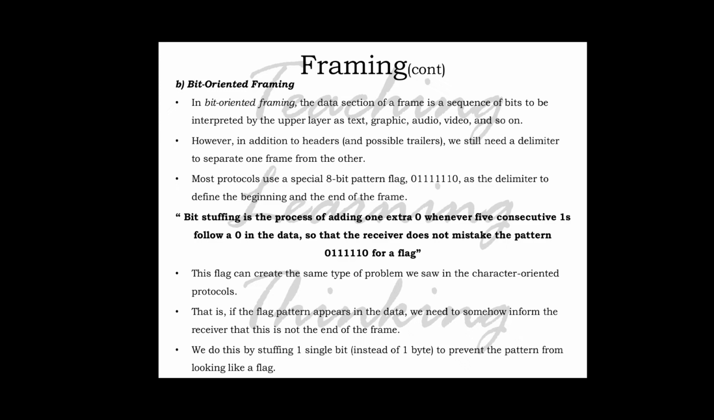So this flag can create the same type of problem we saw in the character-oriented protocol. If the data has the same pattern as the flag, then there is a problem. To avoid this, we need to add or stuff one single bit instead of one byte to prevent the pattern from looking like a flag. In the byte protocol, we used one byte as an escape character in the data wherever we saw a flag, and here we are using a single bit to prevent the pattern from looking like a flag.